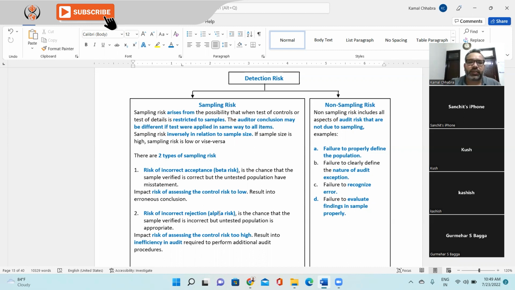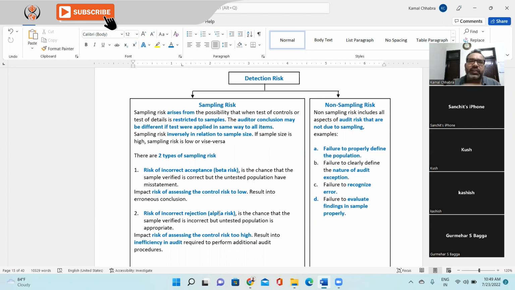So sampling risk arises from the possibility that the test of control or test of detail is restricted to a sample. That means you are concluding on the operating effectiveness of control or on the value of the population based on the sample which you have tested. The audit conclusion may be different if tests were applied in the same way to all items. That means the risk is that if you applied the same methodology to the whole population, then your result would be different.